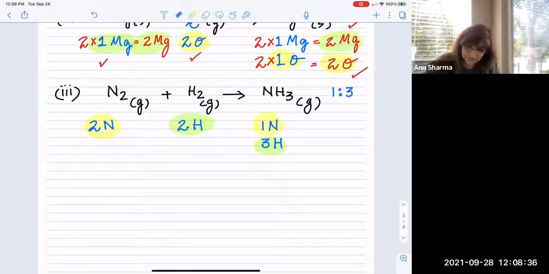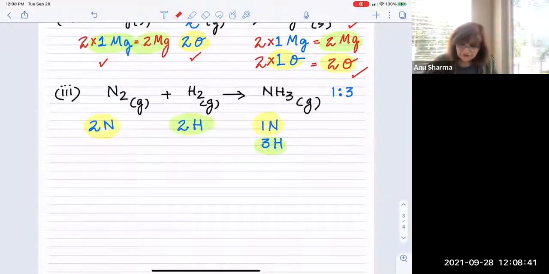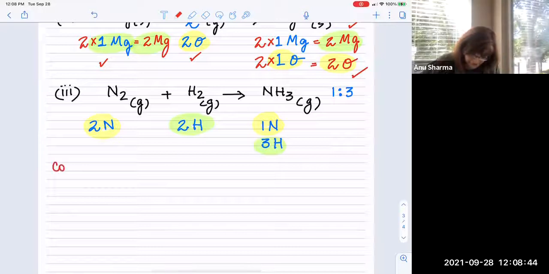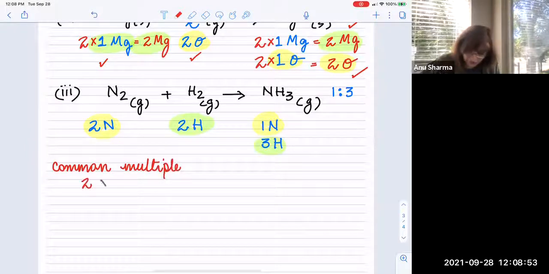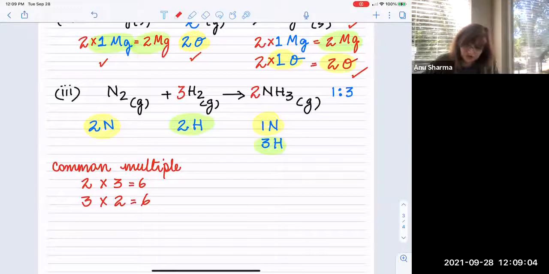So what happens now? We are going to take the hydrogens to balance. Look for the common multiple. The common multiple is 2 times 3 is equal to 6, and 3 times 2 is equal to 6. So you put 3 here and you put 2 here. This 3 applies to hydrogen. You put 2 here because you wanted to change hydrogen, but then it also applies to nitrogen. So 2 times nitrogen and 2 times hydrogen.